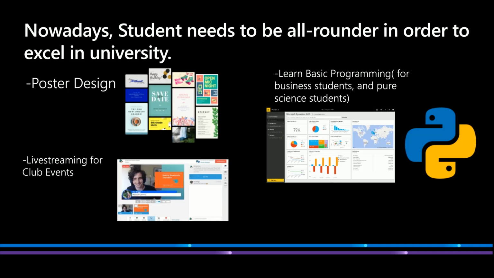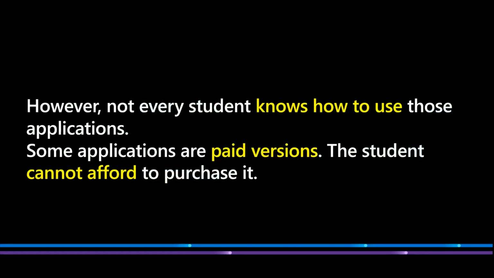Nowadays, students need to be all-rounders in order to excel in university. You need to learn poster design for your assignment or even for your club's social media. You also need to learn how to do live streaming for your club events in Facebook, YouTube, and so on. If you are business or pure science students, you need to learn some basic programming like Python, MATLAB, or even Power BI for your assignment or for your final year project. However, not every student knows how to use those applications. Moreover, some applications are paid versions. Students cannot afford to purchase them.